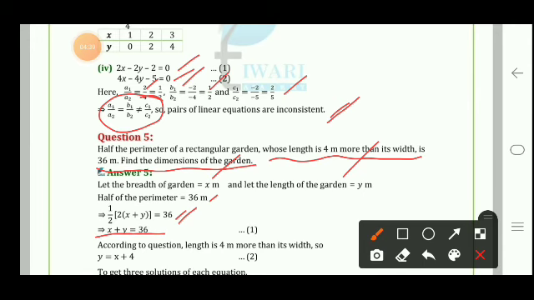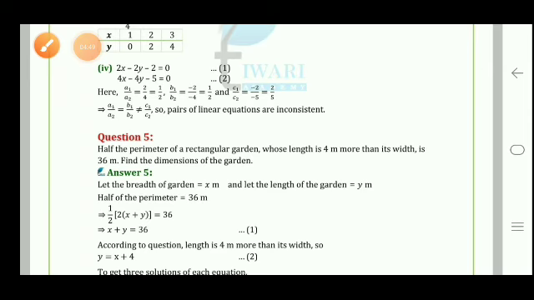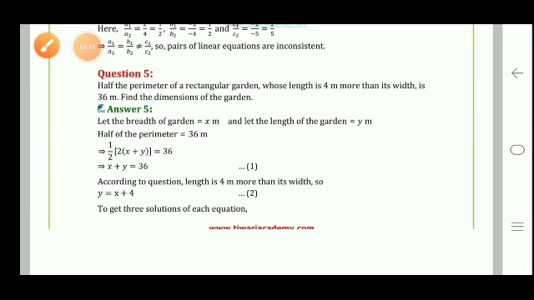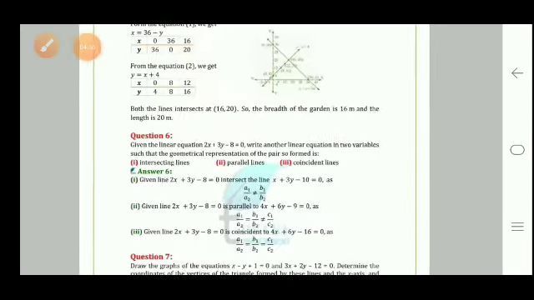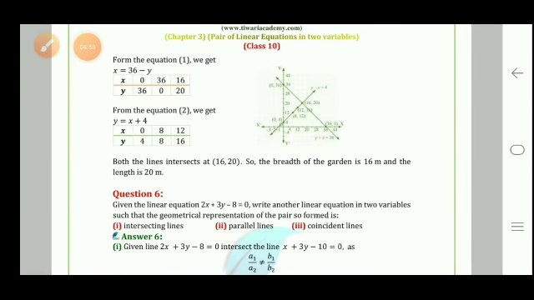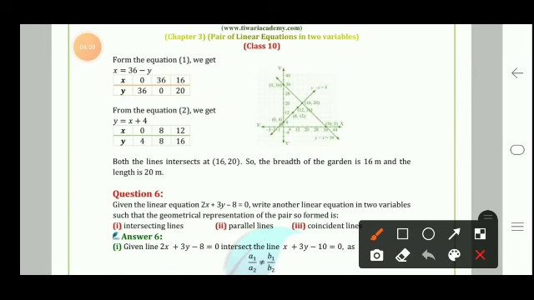Then it is also given that the length is 4 meters more than its width, so y is equal to x plus 4. Now for the graph we need to draw the table. For the first equation, the table is x, and y is 36 minus x. So if x is equal to 0, y is equal to 36; x equal to 36, y is equal to 0; x is equal to 16, y is equal to 20.